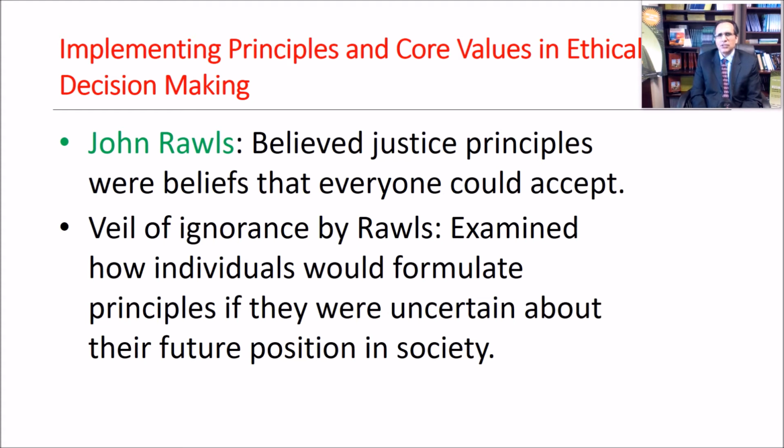Philosopher John Rawls believed justice principles were beliefs that everyone could accept. He talked about the veil of ignorance. Rawls examined how people would formulate principles if they were uncertain about their future position in society. In other words, not knowing what position you'll hold, what kind of society would you have in terms of decision making that would shape eventually your day-to-day living in that society, without knowing whether you're a man or a woman, a doctor, a laborer, an athlete, strong, weak, tall, short, white, black, speak English, speak maybe a different language around the globe. So again, not knowing what you would be or have, how would you want society to make decisions?